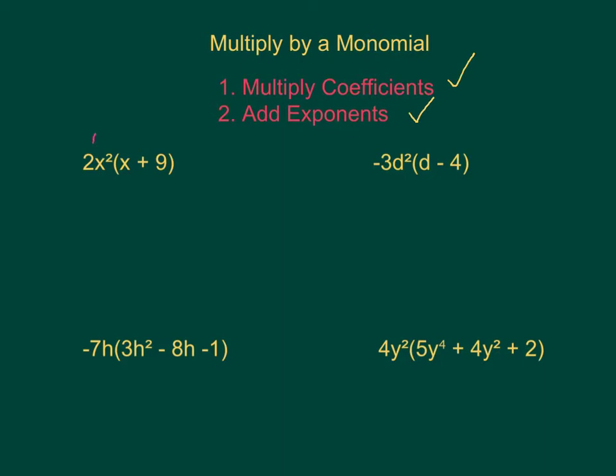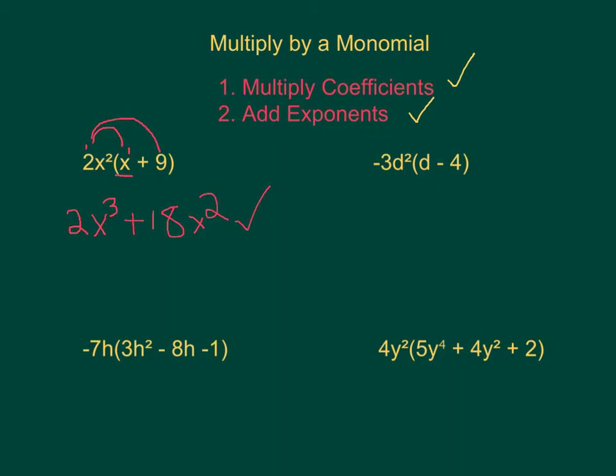So we're going to distribute 2x squared times x, which is, so 2 times 1 are my coefficients, is 2, and then your variables, x squared times x, add your exponents. And it's kind of tricky, on this x, when there is no exponent, it technically means there's an exponent 1. Because x squared times x is x to the 3rd. And then 2x squared times 9, multiply the coefficients, the big numbers. 2 times 9 is 18. And then the x squared will follow along. So 2x to the 3rd plus 18x squared, and I'm done.